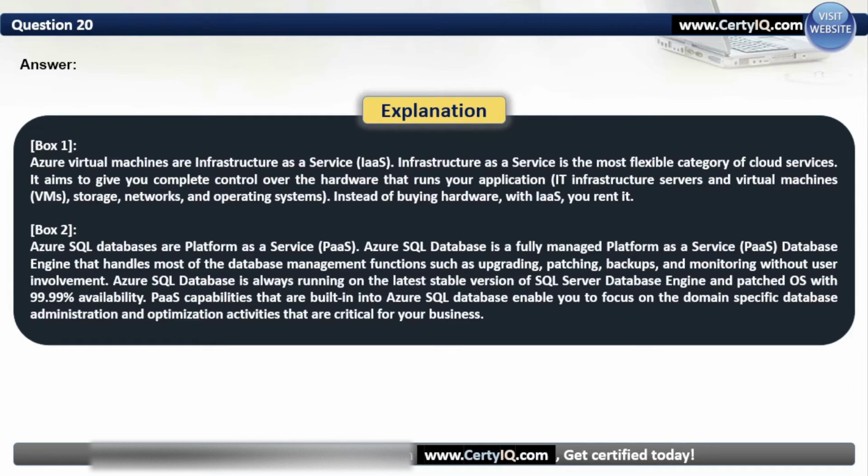About box 1, Azure virtual machines are infrastructure as a service. Infrastructure as a service is the most flexible category of cloud services. It aims to give you complete control over the hardware that runs your application. Instead of buying hardware with infrastructure as a service, you rent it.